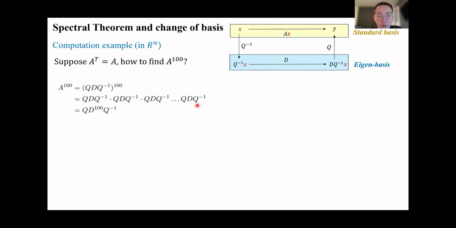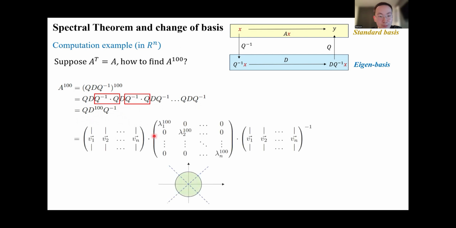When we expand this form, we will find that the expressions in the red rectangle, their product, gives the identity matrix. Finally, it only leaves us Q times D to the power of 100 times the inverse of Q. I write out the matrix notation like this. So the matrix D to the power of 100 is just raising each diagonal element in D to the power of 100, and we add these transition matrices at the front and back.